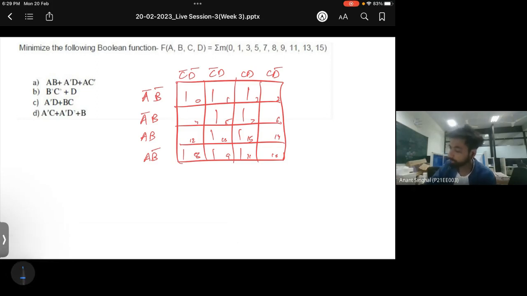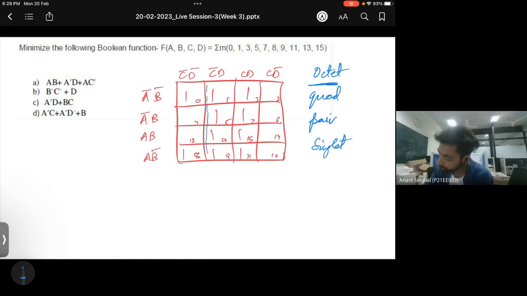Okay, now first of all we'll try to make the octet if we can, then quad, then pair, and then a singlet if there is any. First we'll check this octet. So you can see there is one octet. I hope this is clear. And then we'll check if there is any quad possible. So you can see that this one is left. So we can make a quad like this, right?